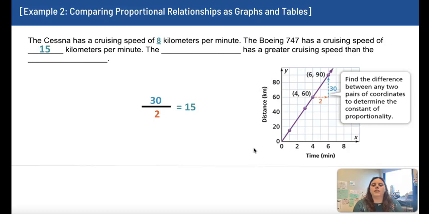So the 747 is cruising at 15 kilometers per minute. That means the Boeing has a greater cruising speed than the Cessna. So the Boeing is going faster. So we compared the rate of change. We went over 2 minutes. We went 30 kilometers. So per minute, we go 15 kilometers. And we compare that with the Cessna.